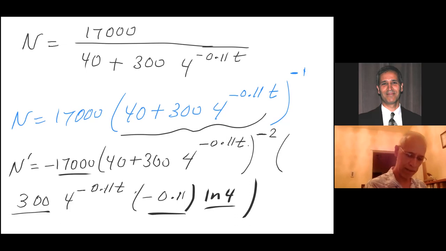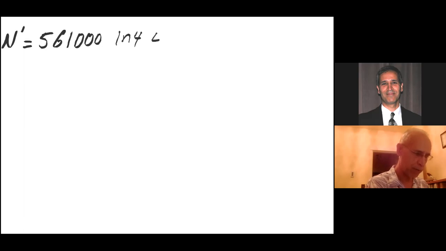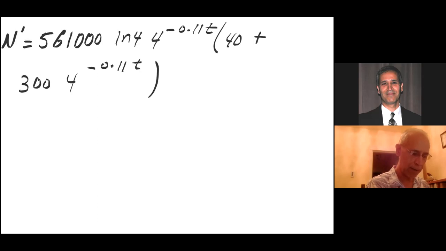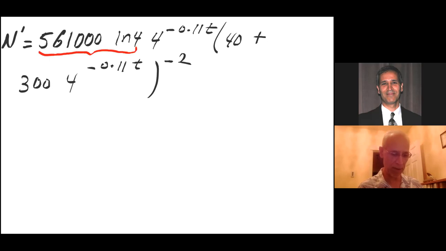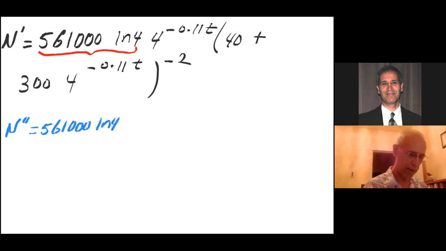Going to the next page, let's clean that up and say that N prime equals 561,000 times natural log of 4 times 4 to the negative 0.11t times (40 plus 300 times 4 to the negative 0.11t), all to the power of negative 2. And now I'm ready to take the second derivative, and I'm just going to keep my constant right up front and not do anything with it. So N double prime equals 561,000 times natural log of 4, and let's open a bracket.